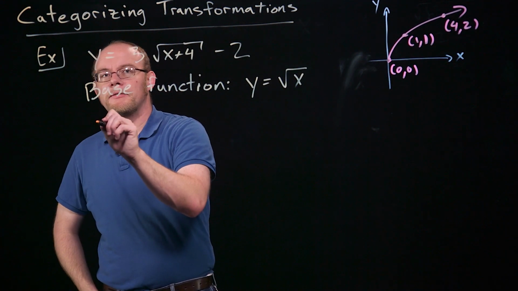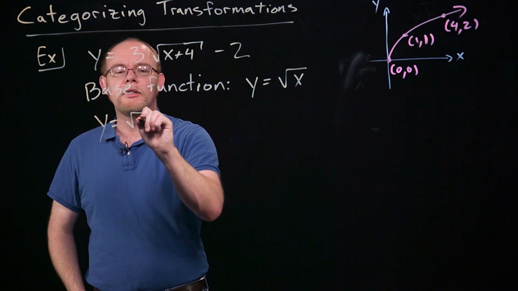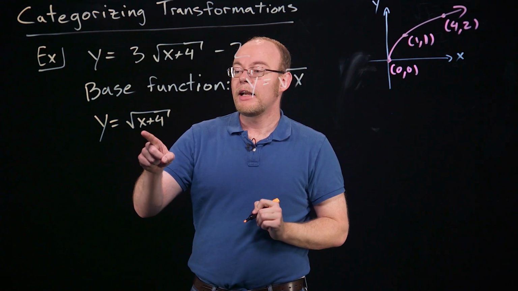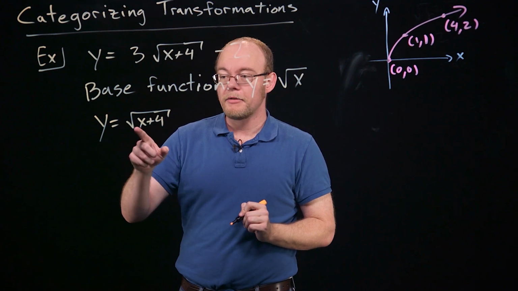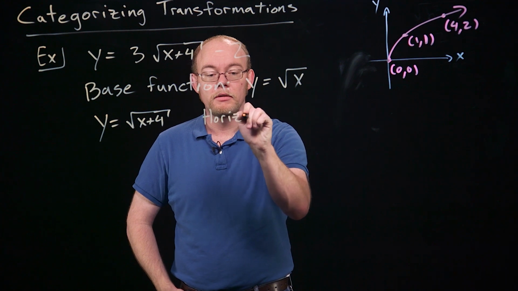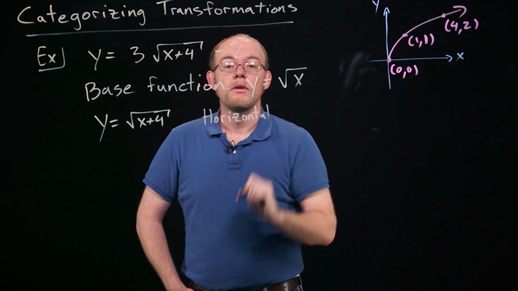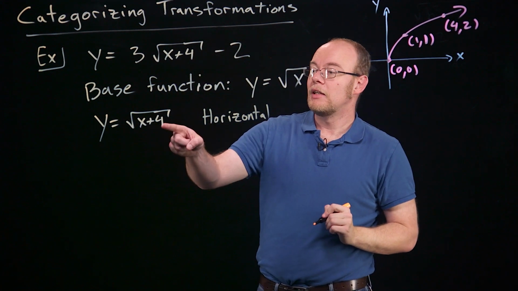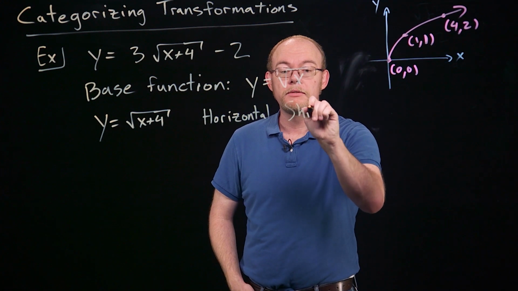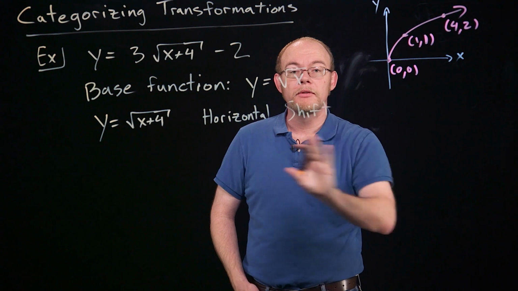So if I look at y is equal to square root of x plus 4, I'm doing something to the x before I evaluate my square root function, so that's going to be a horizontal operation. Next, it's going to be a shift because I'm adding something, so this is a horizontal shift. So that means it has to be left or right.